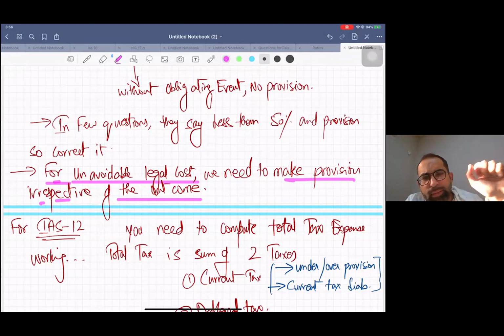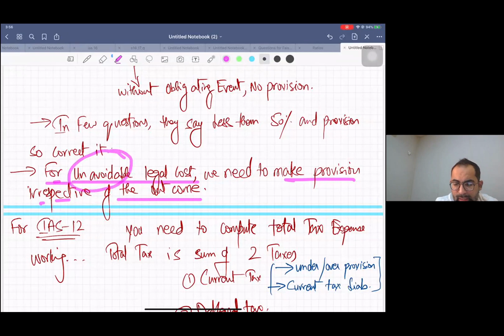There is just 20%, that means no provision. But one more thing: the lawyer told you, sir, whatever will be the outcome, positive or negative, you have to pay my fees, plus you have to pay the legal fees of stamp duties and all. So this is what we call irrecoverable or unavoidable legal cost, and this must be booked irrespective of the outcome.